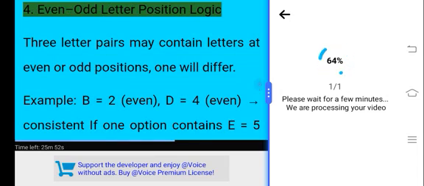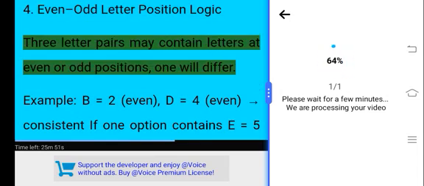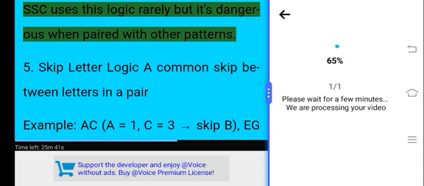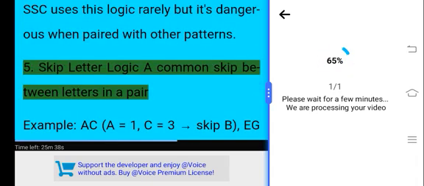4. Even odd letter position logic. 3 letter pairs may contain letters at even or odd positions, 1 will differ. Example: B equals 2, even; D equals 4, even; consistent. If one option contains E equals 5, odd, it may be the odd one out depending on others. SSC uses this logic rarely, but it's dangerous when paired with other patterns. 5. Skip letter logic, a common skip between letters in a pair.